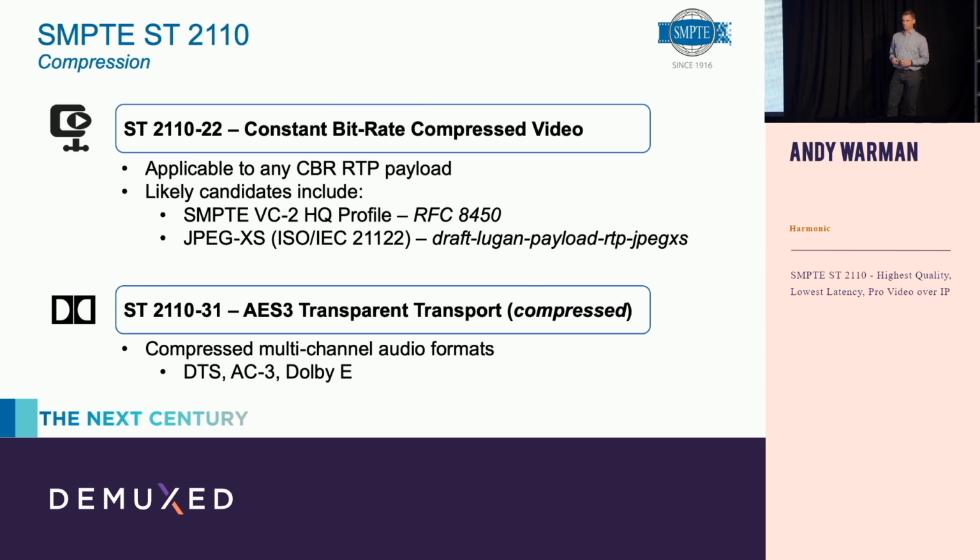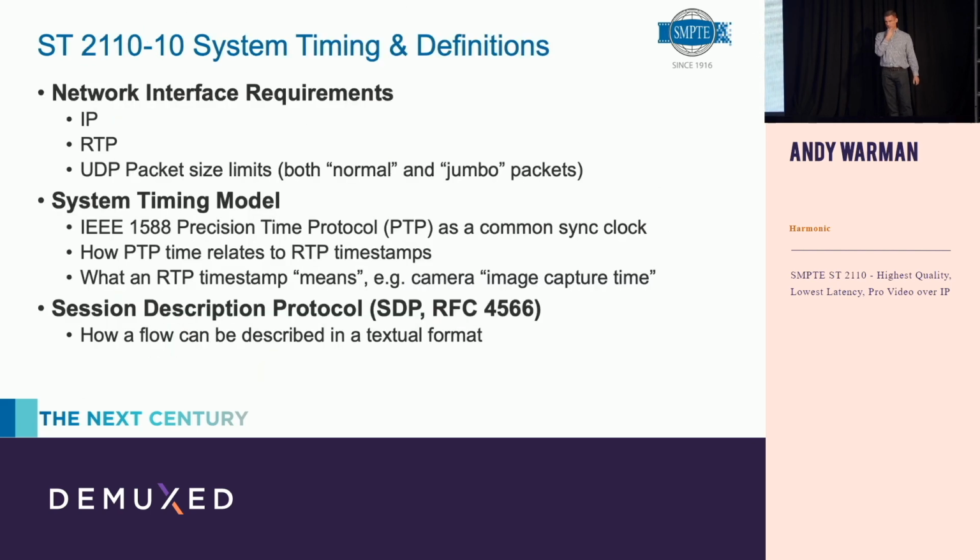And then the other part is compressed audio. Gets used quite a lot. It's part 31. That's how we can carry things like DTS, AC3, Dolby E, AC4, right? Those kind of types of compression that are common to broadcast set-top boxes, that sort of thing. All right, so let's dive a little bit deeper.